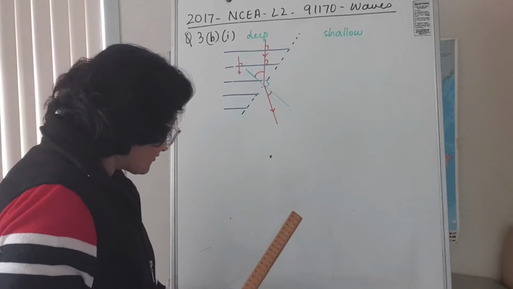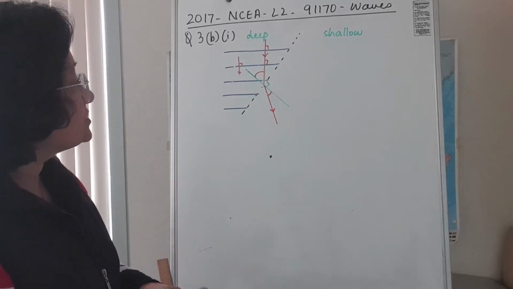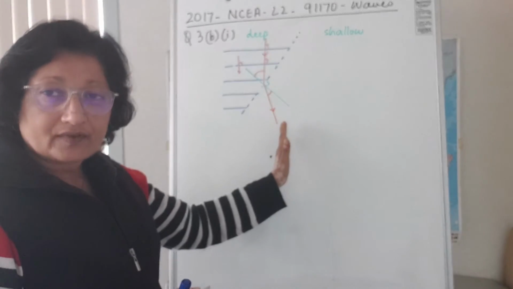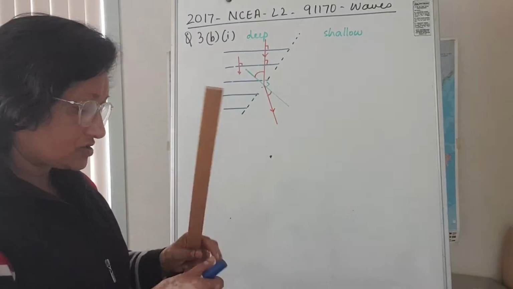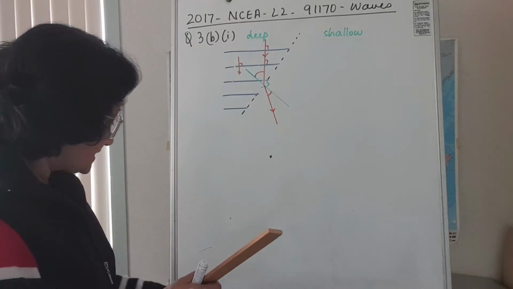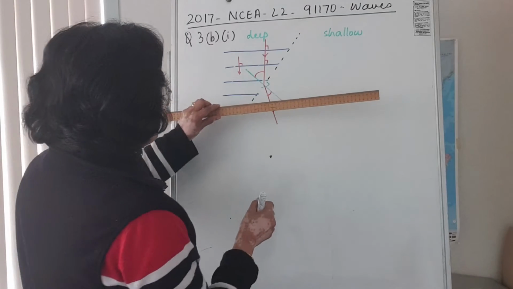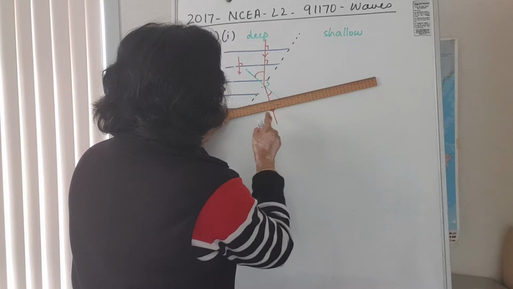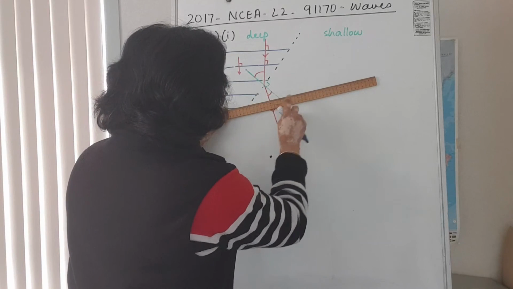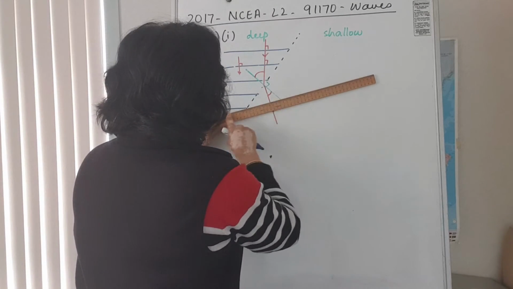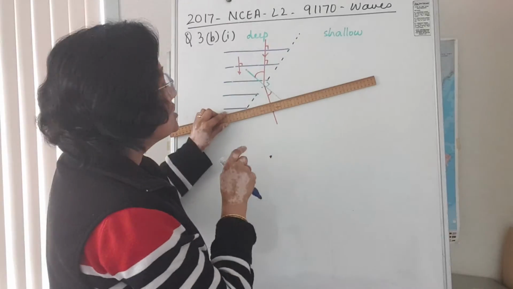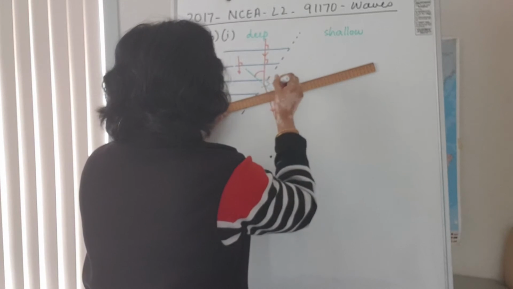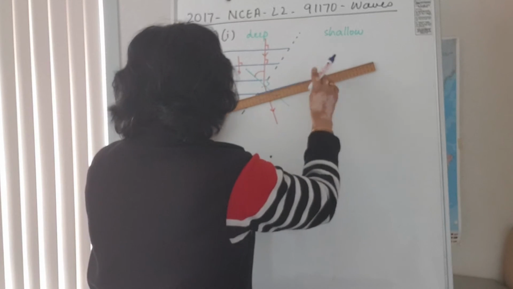Then the next thing we have to do is draw the refracted wavefronts. Now the wavefront is always at right angles to the ray, the direction in which the wave is traveling. So I'm going to put my ruler in this way so that the graduations on the ruler are in line with the red line. That means the edge of the ruler is perpendicular to this. And then you move it up so that one blue line touches the next blue line.